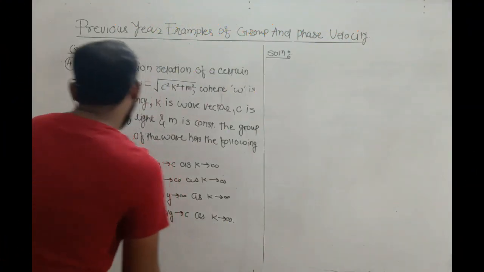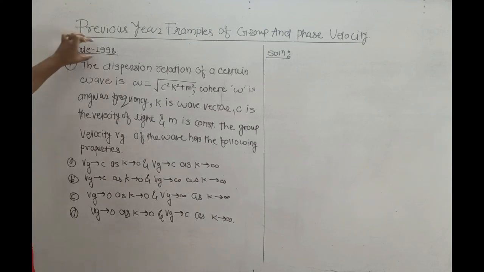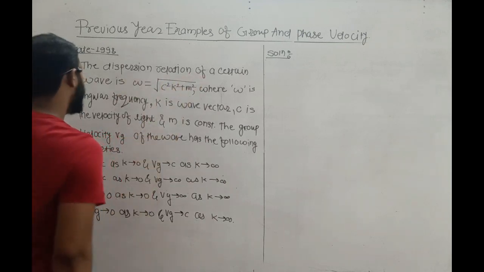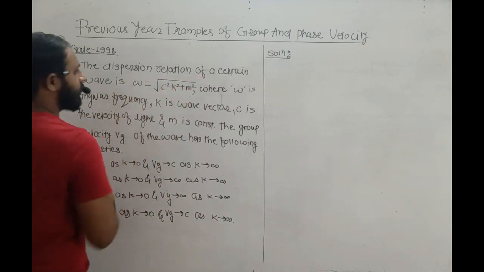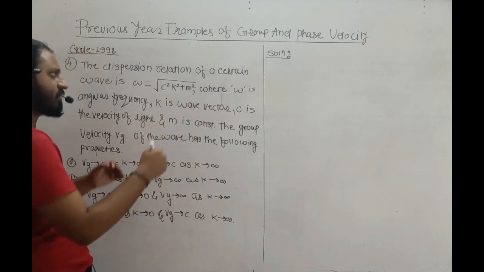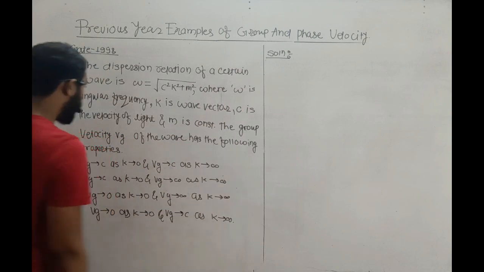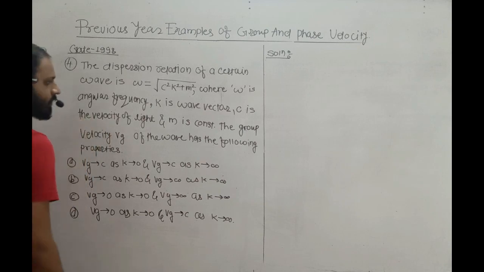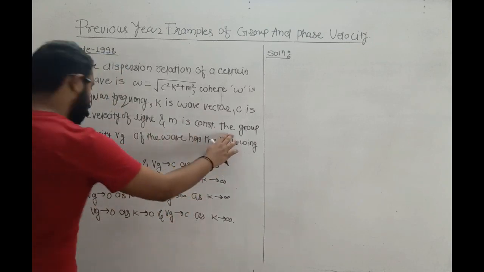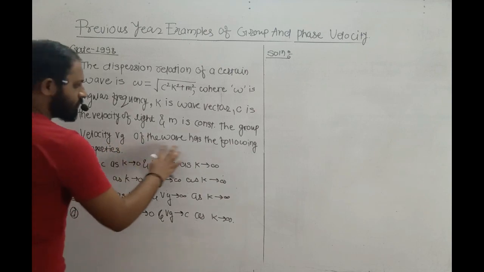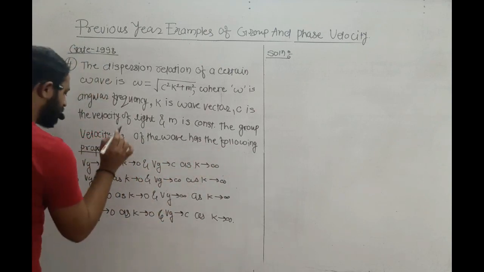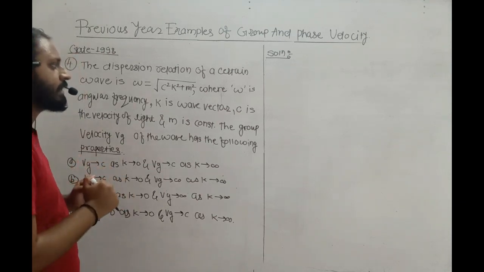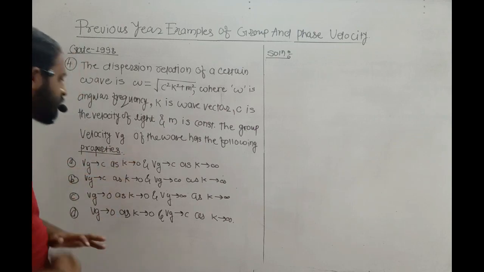See again, next. Now see example number 4, which is GATE 1998. The dispersion relation of a certain wave is omega equals root of c square k square plus m square, where omega is the angular frequency, k is the wave vector, c is the velocity of light, and m is a constant. The group velocity Vg of the wave has the following properties. First of all, we need to find the group velocity to check this property.